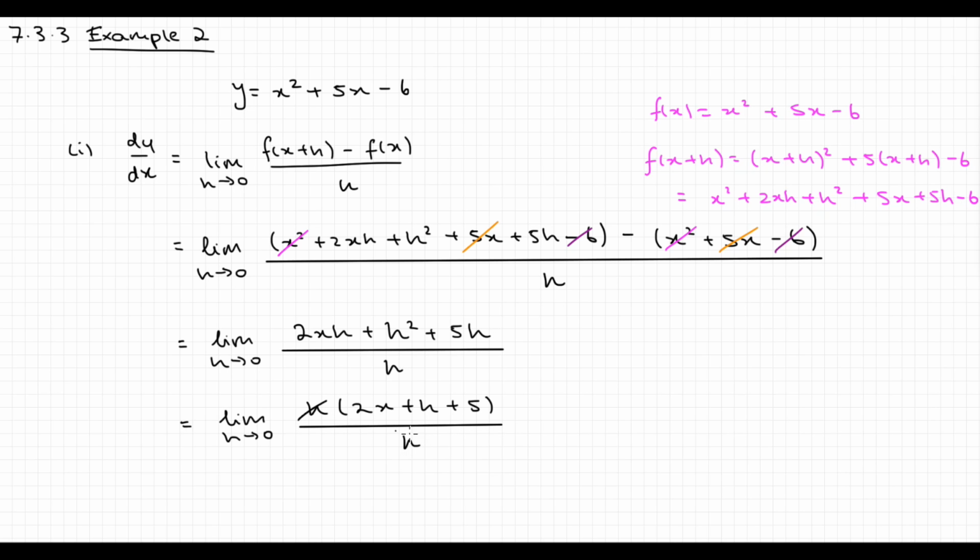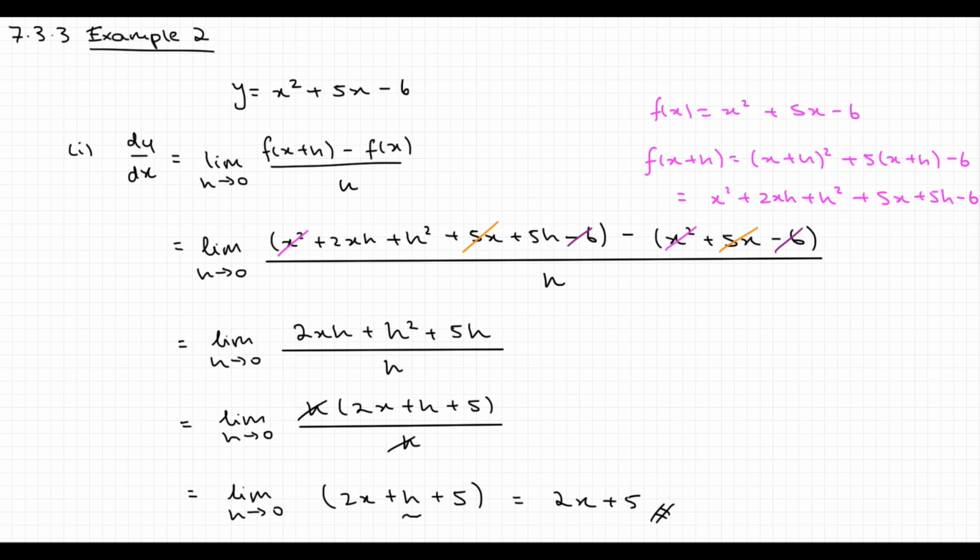So we can cancel the h from the top and the h from the bottom, and that leaves us with the limit as h approaches 0 of 2x plus h plus 5. Now if I make the substitution h equals 0, this term disappears, and we're left with simply 2x plus 5. So 2x plus 5 is the derivative, or the gradient function, of the parabola y equals x squared plus 5x minus 6. Of course, the gradient function is a function because for a parabola, the gradient changes for different values of x. That's why we have a function as the derivative.